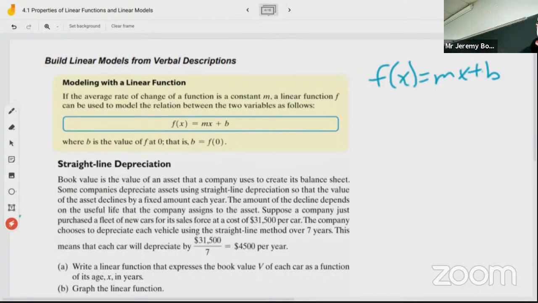Now, your variables may change. You may have f of t, f of j, whatever, but in this case, we're talking about f of x, and it's going to be mx plus b, where b is the value of f at 0, that is, b is equal to f of 0, which we talked about. It's the y-intercept, so it's when x is 0 or when the other variable is 0.